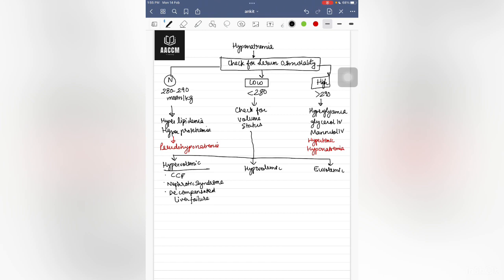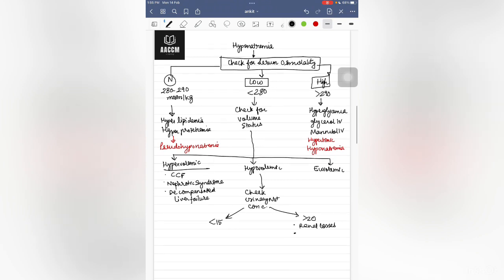Okay, hypovolemic hyponatremia, you have to check for urinary sodium concentration. This will be either less than 15 or more than 20, right? If there is more than 20 urinary sodium, it will account for the renal losses in the body. The renal losses, because the kidney is working properly at that point of time, so urinary concentration of the sodium is high. In these situations, examples are thiazide diuretics, or adrenal insufficiency, or cerebral salt wasting syndrome, or we call it salt losing nephropathy.